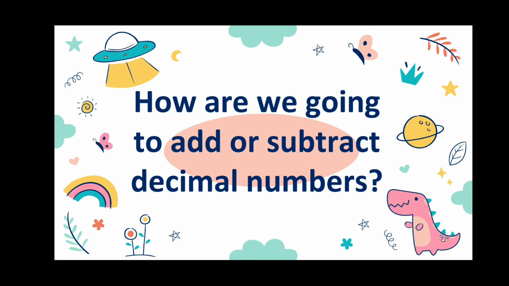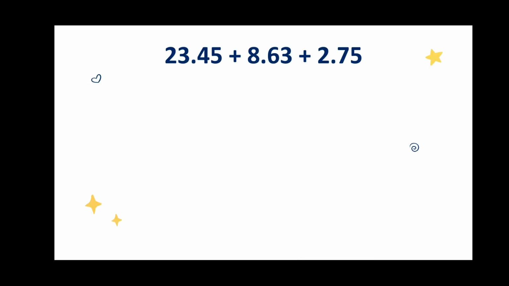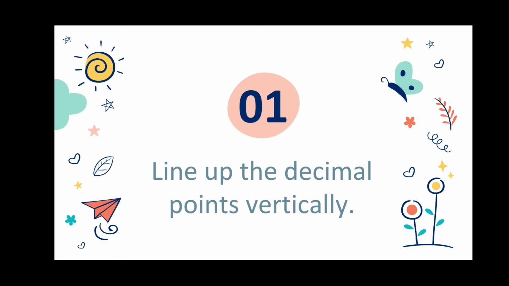How are we going to add or subtract decimal numbers? So, may mga steps tayong dapat sundin para makapag-add or makapag-subtract tayo ng mga given decimal numbers. Suppose I have here 23 and 45 hundredths plus 8 and 63 hundredths plus 2 and 75 hundredths. So, what are we going to do first? Step 1, line up the decimal points vertically.